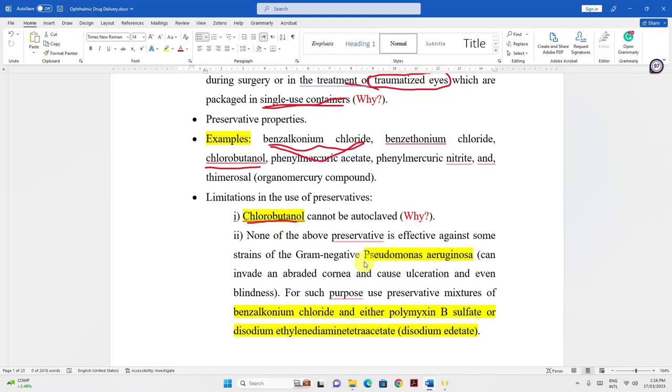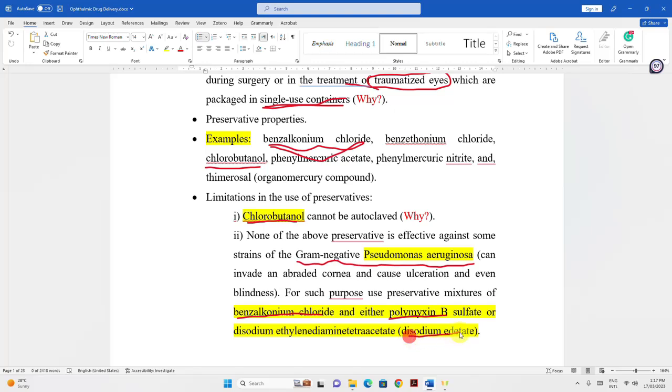Also, you have to take care when we are talking about some highly resistant microorganisms such as the gram-negative Pseudomonas aeruginosa. Now, these preservatives are not very effective against this microorganism. And in order to be able to preserve the preparation, you need to use, for example, benzalkonium chloride. In addition, you either use polymyxin B sulfate or disodium edetate, or disodium ethylenediaminetetraacetate.